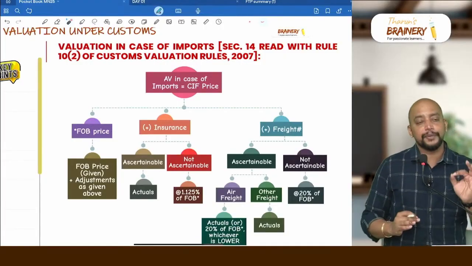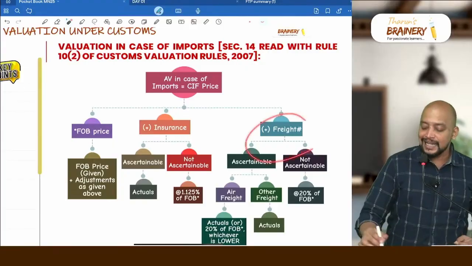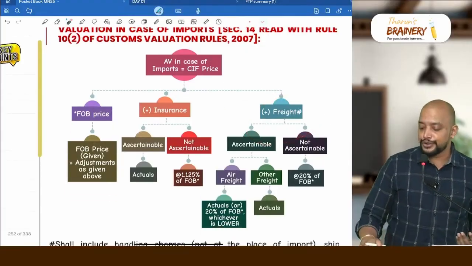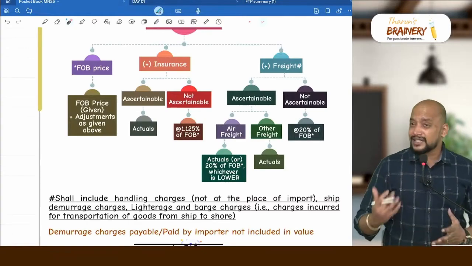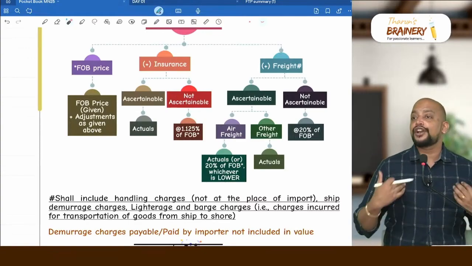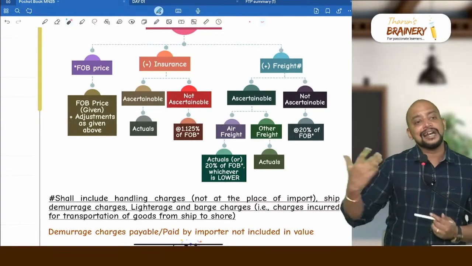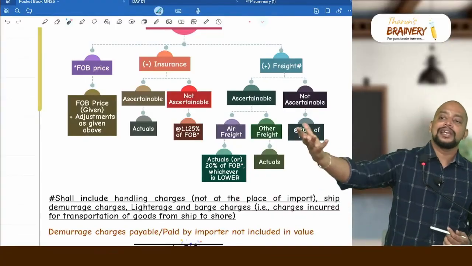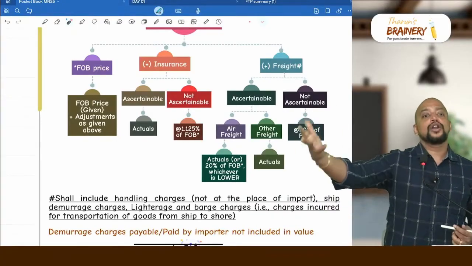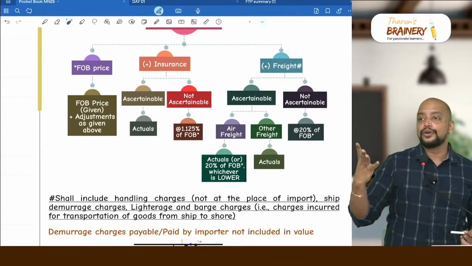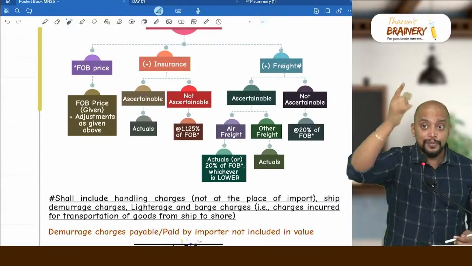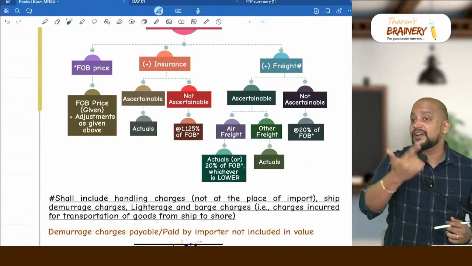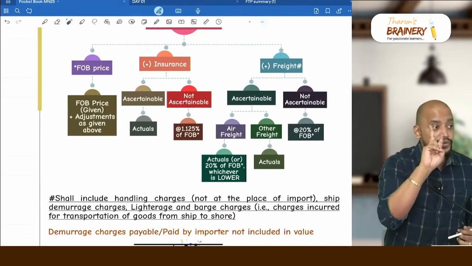What is that ad hoc amount? 1.125% of FOB. In case of freight again divided into two: ascertainable, not ascertainable. If it is not ascertainable, means again same, at the time of filing bill of entry I don't know how much is the freight that they are charging to me. Depends upon the consolidation agent or logistics operators, etc. So I don't know. So therefore what I will do, whatever is the FOB price I determine, not given FOB but as per customs, means revised FOB. On that we need to take 20%.